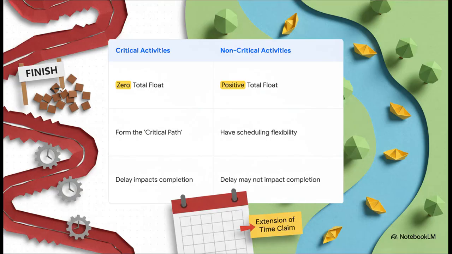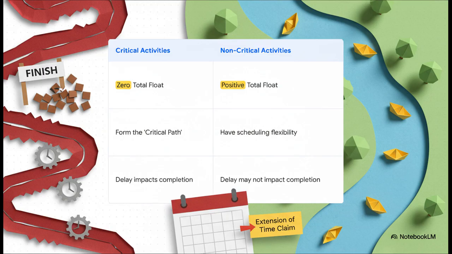And this idea of float creates a huge split. It divides every single activity in your project into two camps. On one side, you've got the critical activities. These have zero float, no wiggle room at all. They make up the critical path, and if one of them is delayed by even a single day, the whole project finish date gets pushed back. Then, on the other side, you have the non-critical activities.